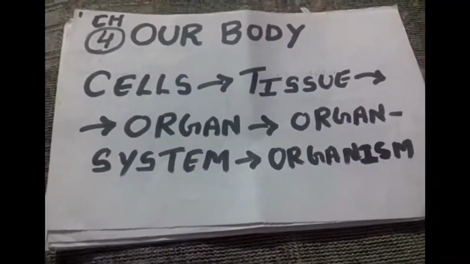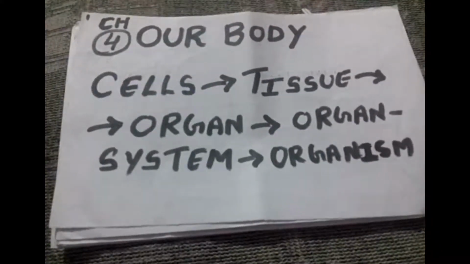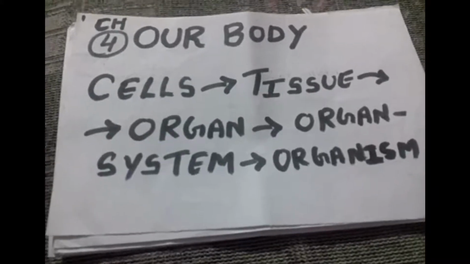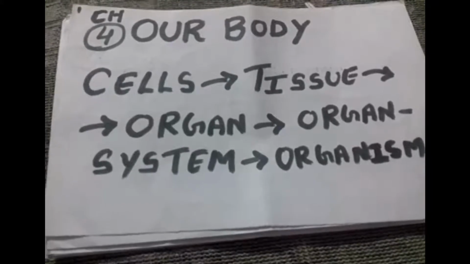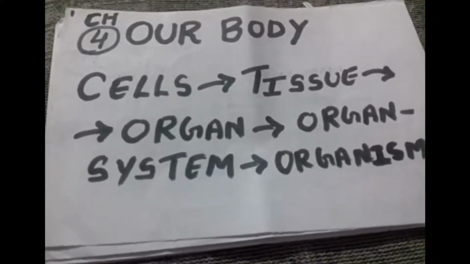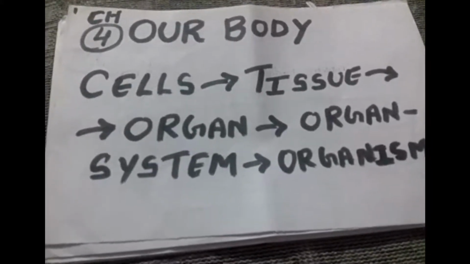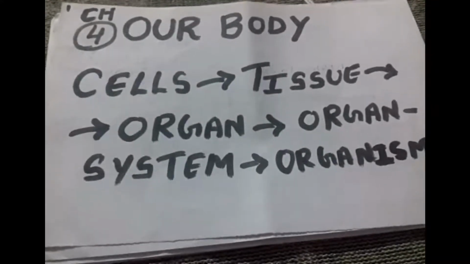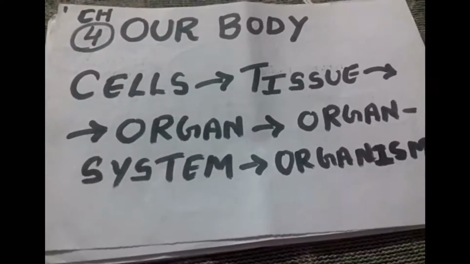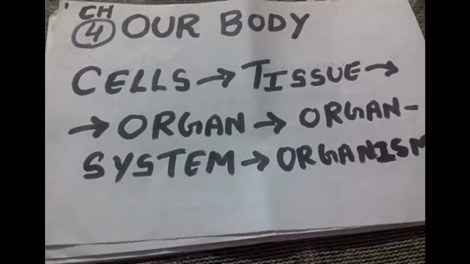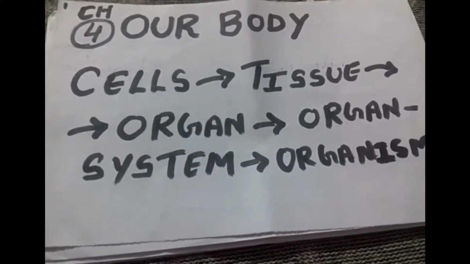Dear students, one more time your science teacher is here with a new topic. That is chapter number 4 of grade 5. The chapter name is Our Body. Students, you all know that our body is made up of different types of cells. You have already studied that our body is composed of cells.